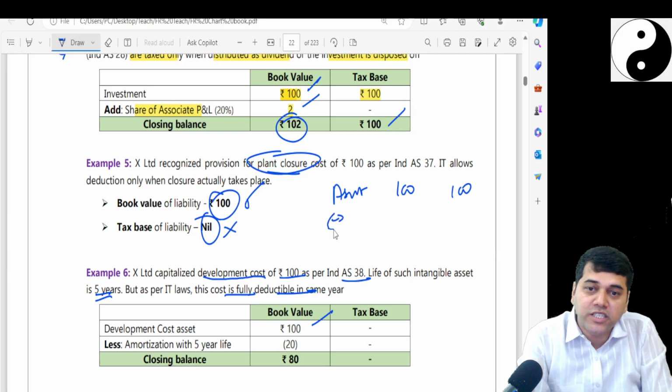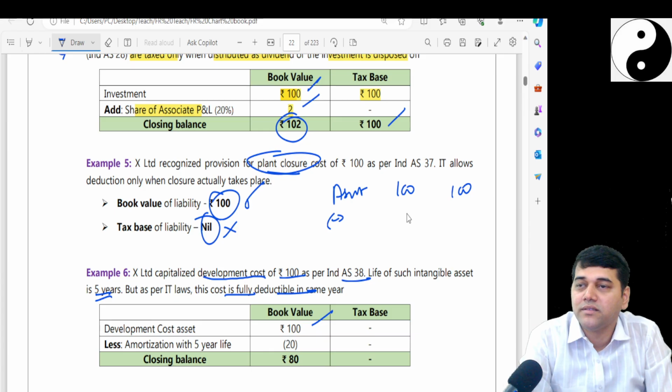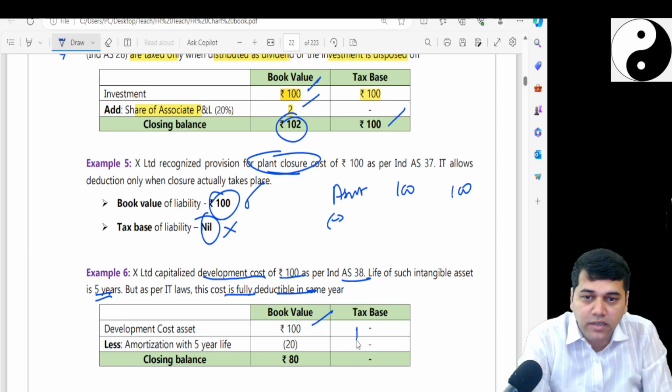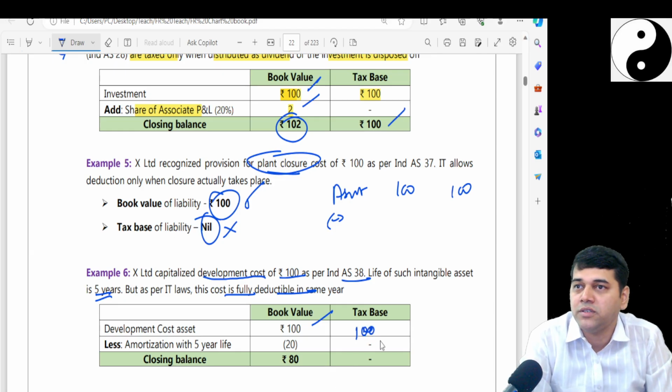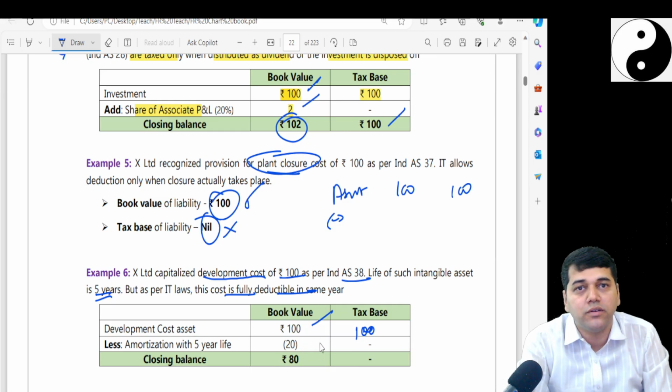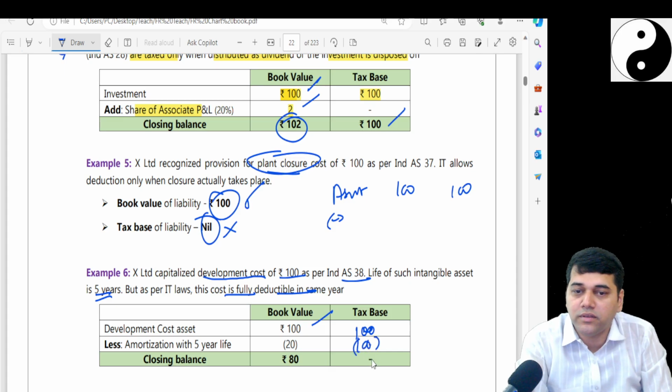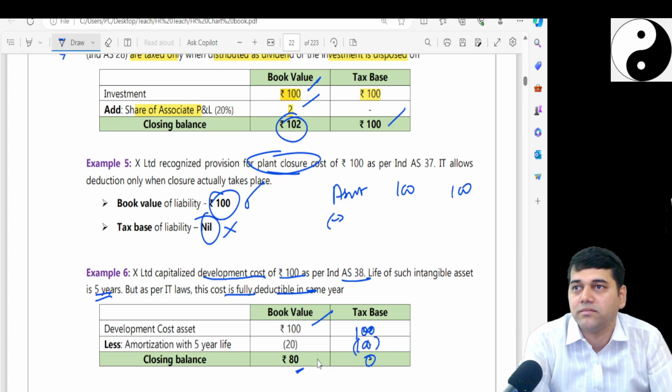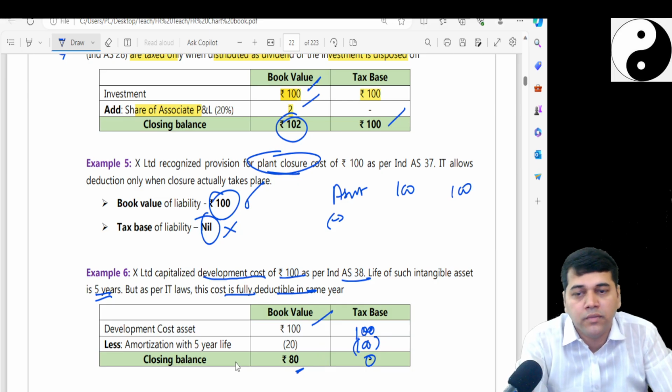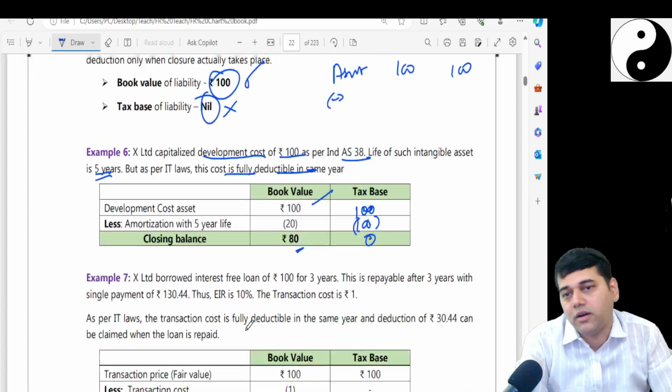Now, how much deduction you claimed? Sorry, actually it is 100 here, development cost. How much deduction did you claim? 20 rupees. How much deduction did they allow? 100. So what is the tax base? Nil 80. Okay, I should have written 100 here. I'll change this.